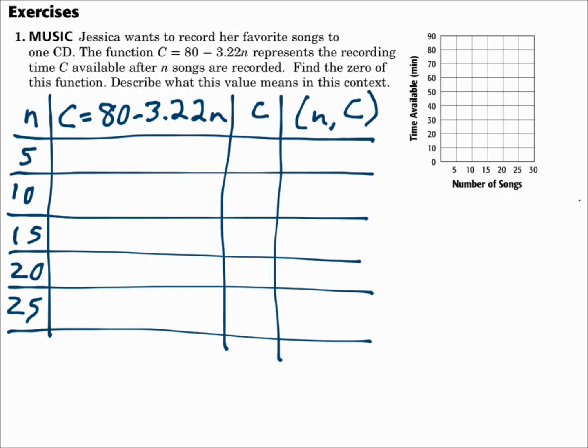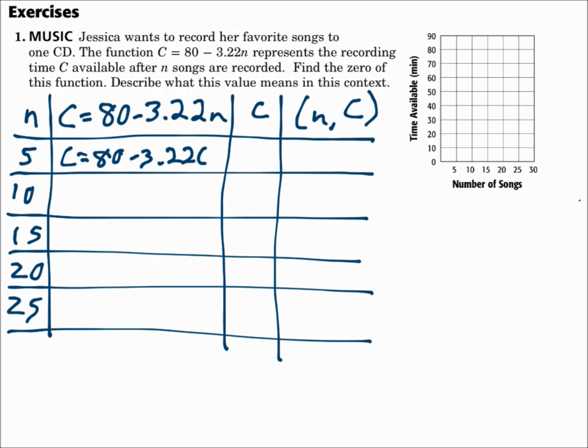So we have the table with an n column, and we'll use the values for n that's at the bottom of the graph over there. 5, 10, 15, 20, 25. And then the c equals 80 minus 3.22n column. After we substitute in those numbers, we'll find what c is, and then we'll have some ordered pairs to plot. So treat these the exact same way as before.